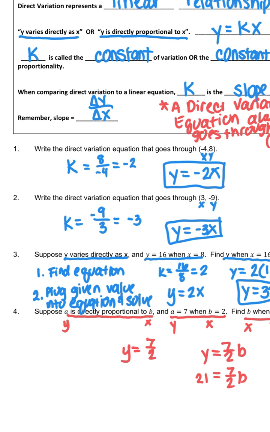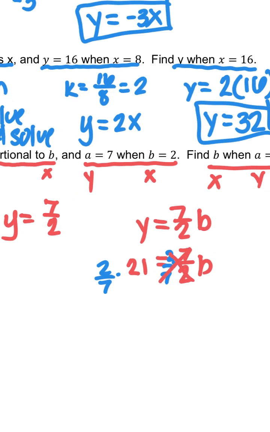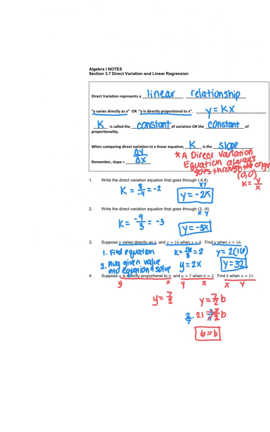So we have to get rid of this fraction. So we multiply it by the reciprocal, times 2 over 7. And let's go ahead and pull this up so we have a little more space. These cancel each other out. So now I'm left with b equals 42 divided by 7 is 6. So b equals 6. Let's go ahead and go to the next page.